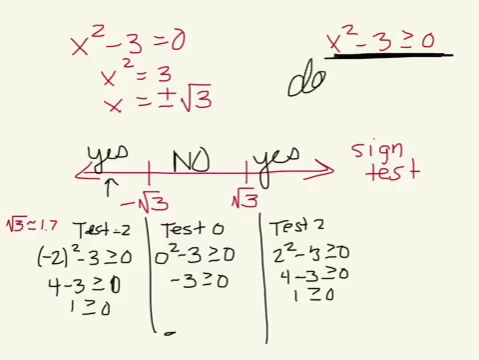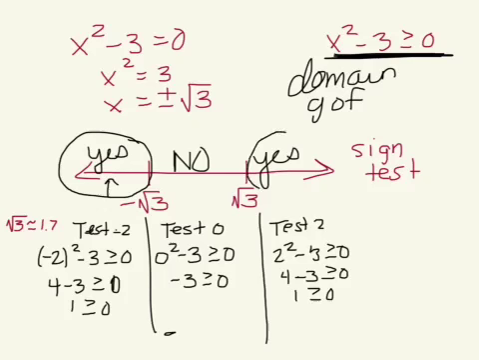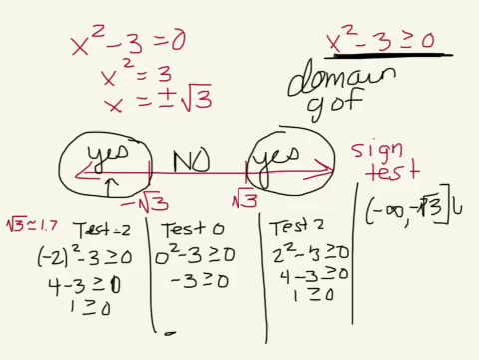So our domain for g of f is this section of our number line and this section of our number line. So our domain is negative infinity to negative square root of 3, union square root of 3 to positive infinity.